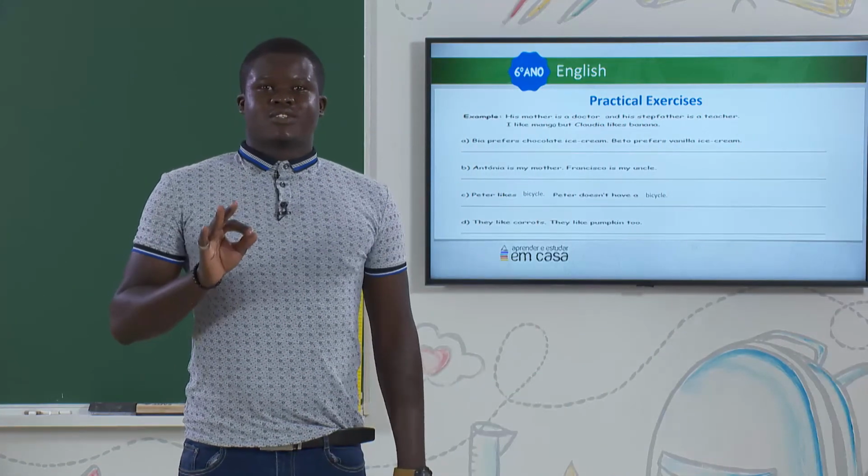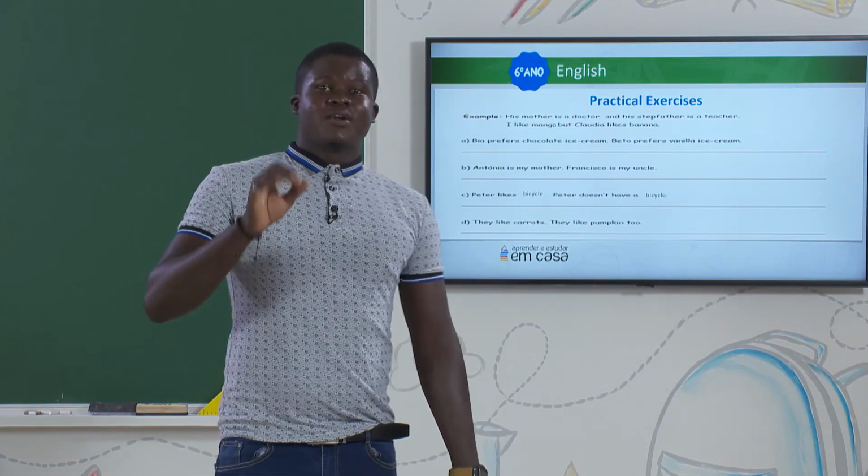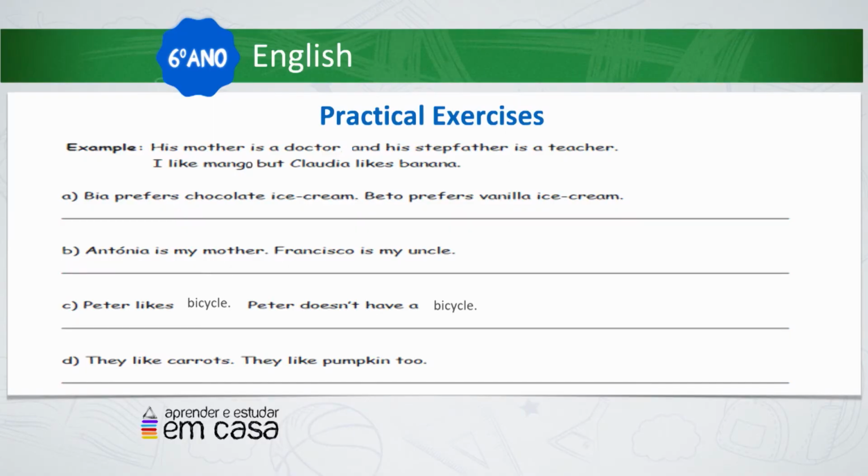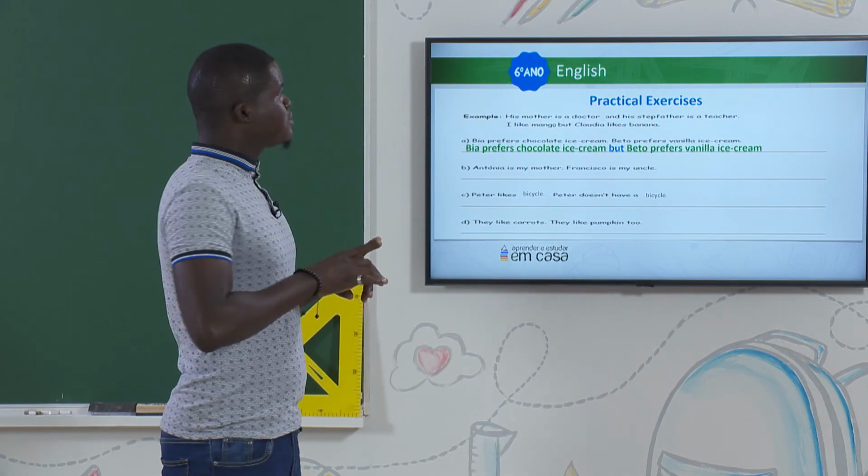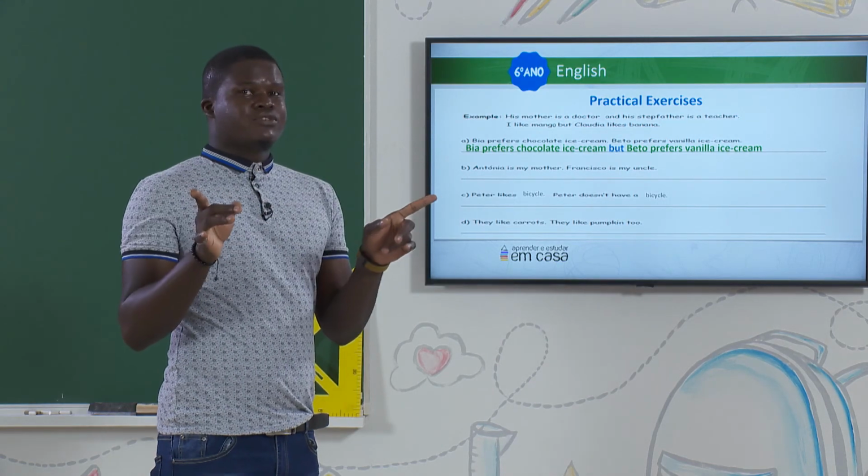Have you finished the exercise? Great. Now let's see the answers. Bia prefers chocolate ice cream. Beto prefers vanilla ice cream. So let's see the answer. Bia prefers chocolate ice cream, but Beto prefers vanilla ice cream. Okay? So here we use but because we have different ideas.